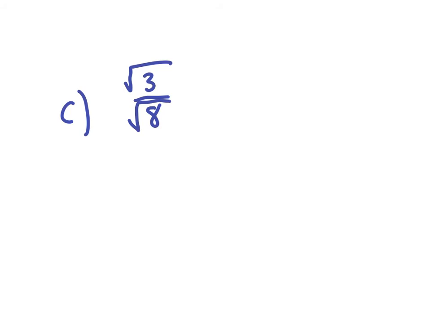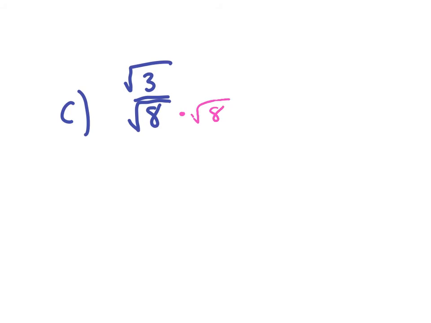Instead of factoring 8, when it's just the square root, this is like the easiest way to get it out of the denominator. Can we just multiply something to get a whole number? 8. Square root of 8.